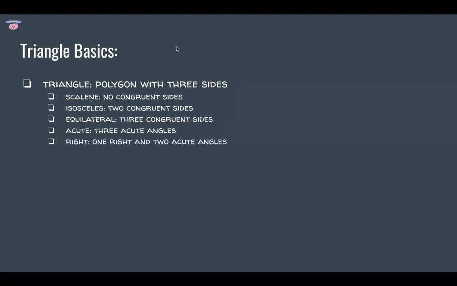Right means one right angle and two acute angles. So you've probably heard this term before, right triangle. This is the notation for a right angle. So one right angle, and these two are acute angles. So for example, 30, 60. This is an important right triangle that we'll talk about later.